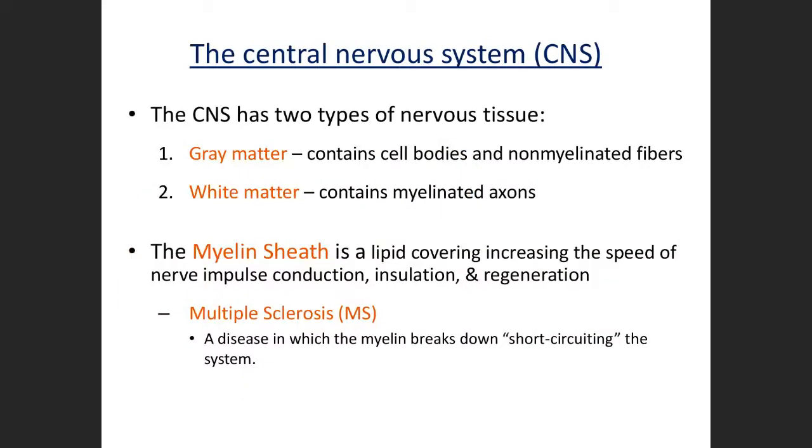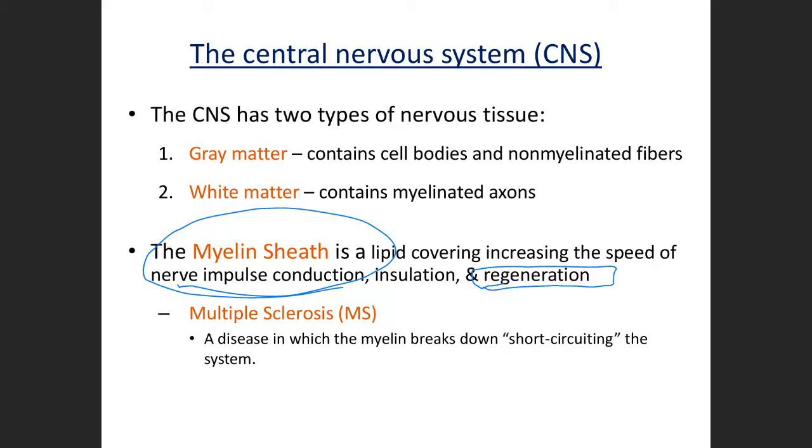And if you remember from your intro to the nervous system, the myelin sheath is going to serve to increase the speed of nerve impulses while at the same time insulating those nerves. It's also going to allow those nerves, in part, depending on the level of damage, to do regeneration. This is not the case for all nerves within the nervous system.